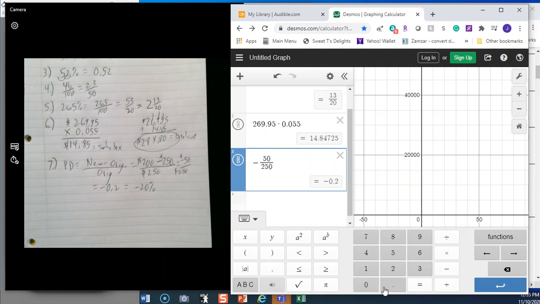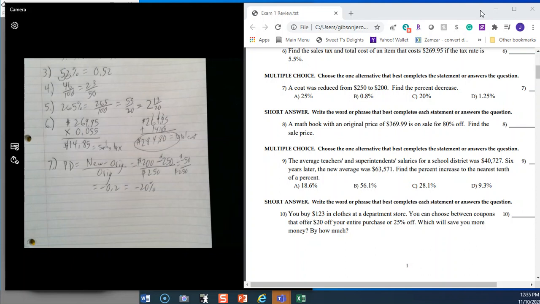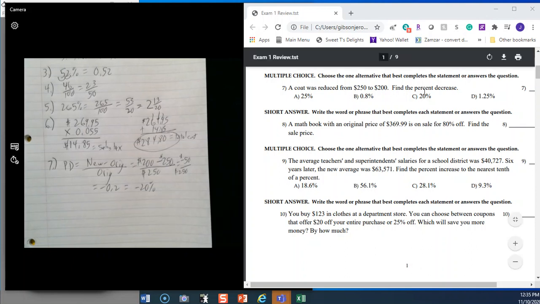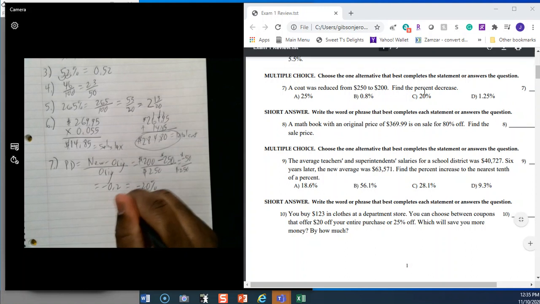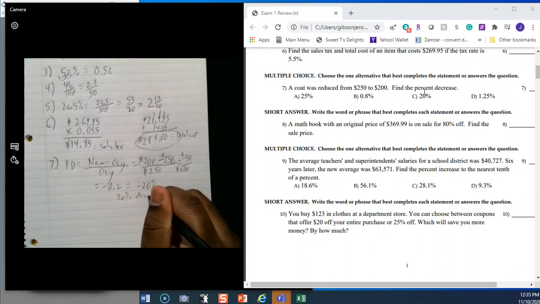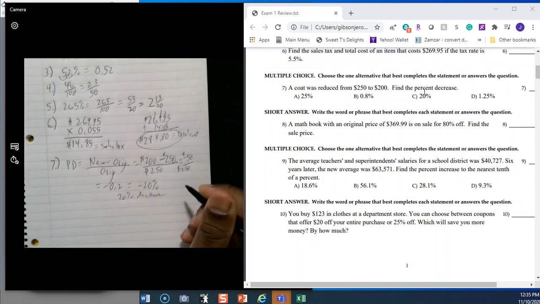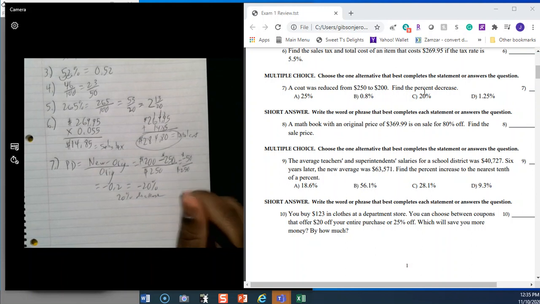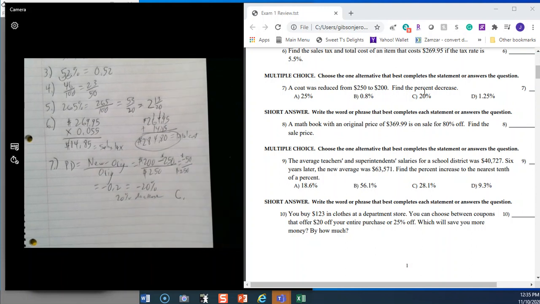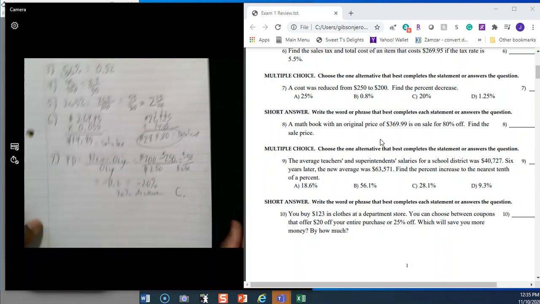And remember, we have to change that to a percent. So this will actually give us a negative 20%. But one thing I need to tell you is this here. Since we know that this is a decrease, we typically don't write the negative sign. So it'll just be the 20%. So it's a 20% decrease. And then in this case, the answer would be C. Okay, number 8.